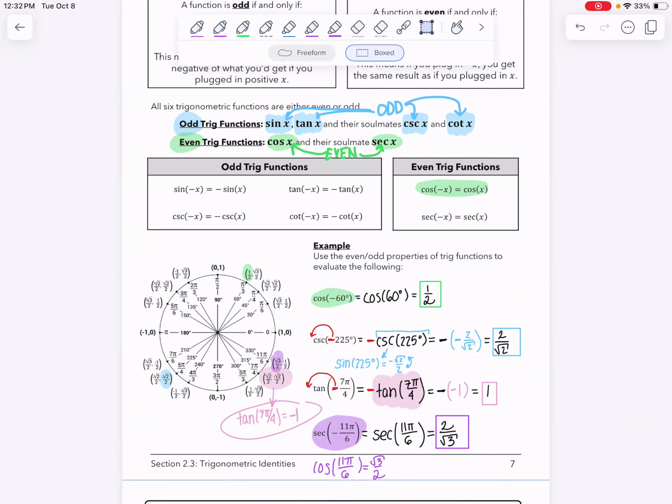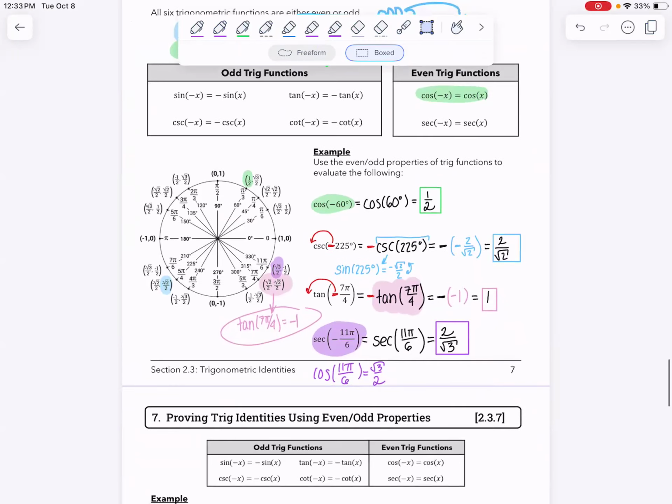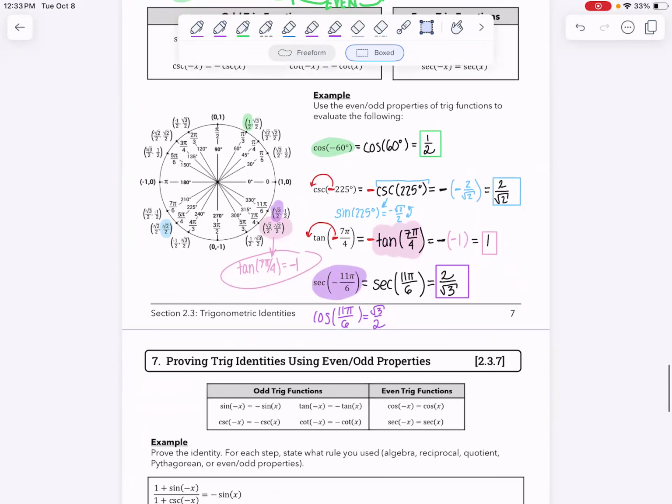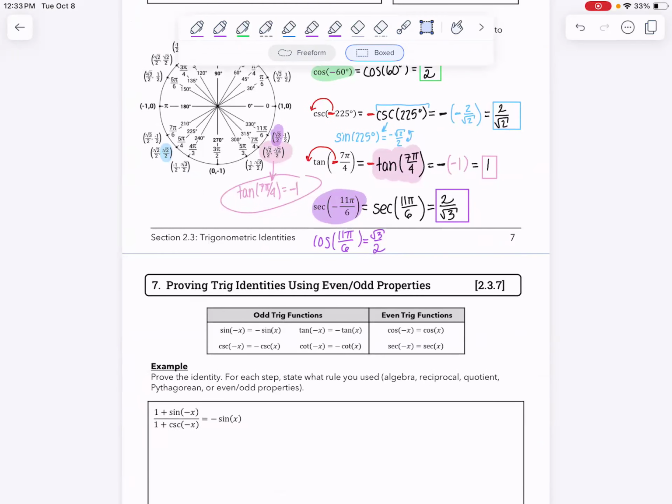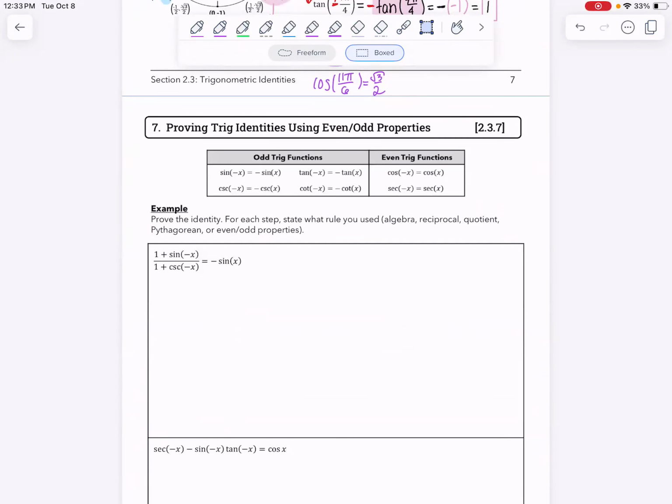We can use these properties now in proving identities. So our next video, I thought this was our last video, but our very last video, because I separated these, we'll be using these even and odd properties to actually prove trig identities.